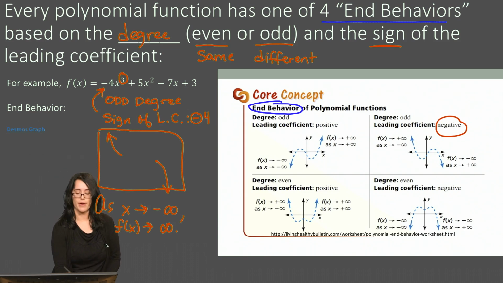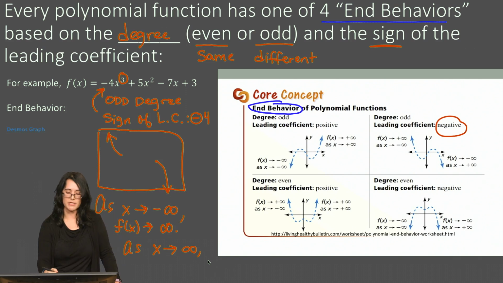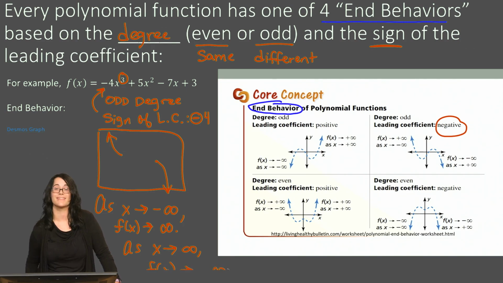Similarly, the second part of our end behavior formally would be to say, what's happening as x approaches positive infinity? Well, we can see here that as x approaches positive infinity, our graph is going down, isn't it? So we would have f of x approaching negative infinity. So that would technically be, I'll put it in quotes here for you, the formal way of writing our end behavior here. As x approaches negative infinity, f of x approaches positive infinity. But as x approaches positive infinity, f of x approaches negative infinity.